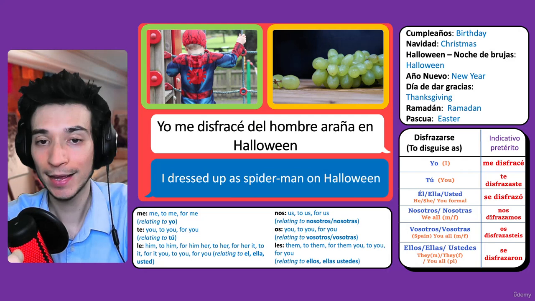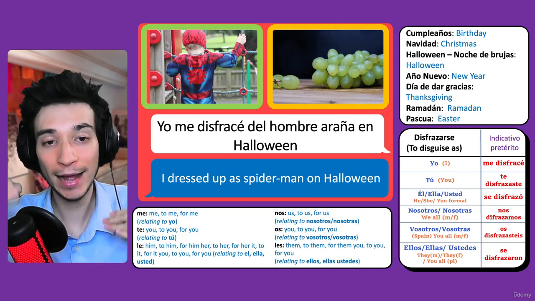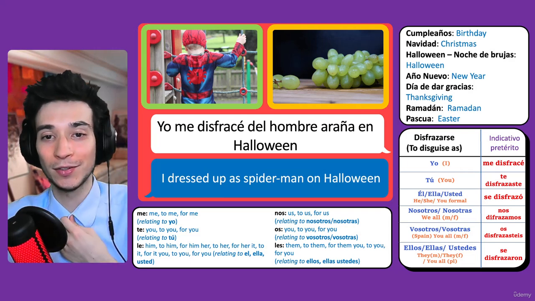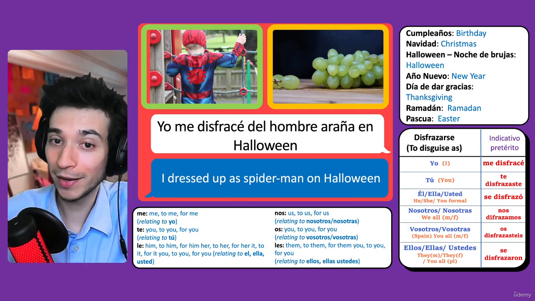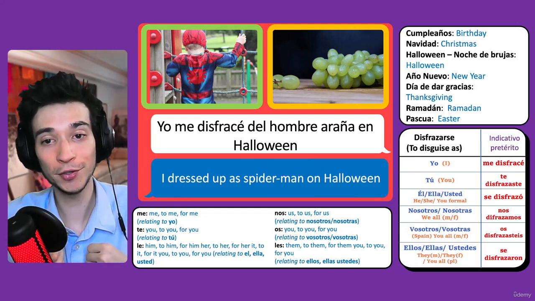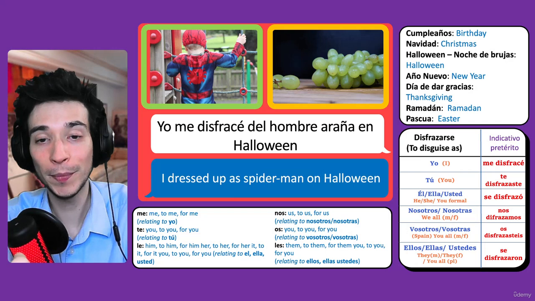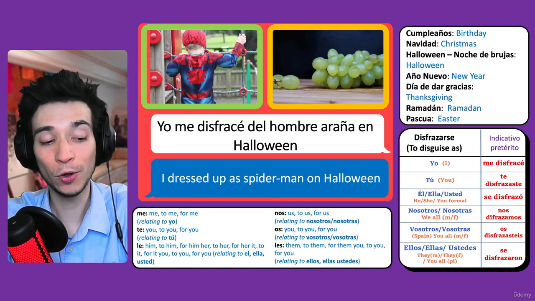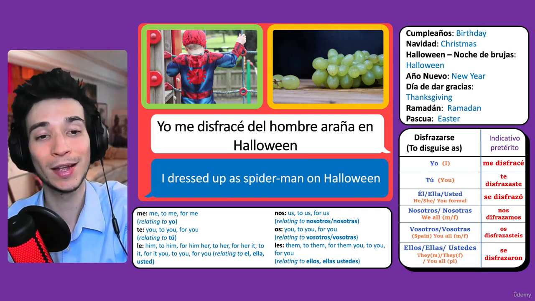And the next example. Yo me disfracé del hombre araña en Halloween. Disfracé means to disguise, or basically to put on a costume. So he disguised himself as El Hombre Araña, Spider-Man. El Hombre, the man, Araña, spider. Okay, one more time. Yo me disfracé del Hombre Araña en Halloween. I dressed up as Spider-Man on Halloween. So disfrazar means to disguise yourself or to put on a costume. Okay, next one.